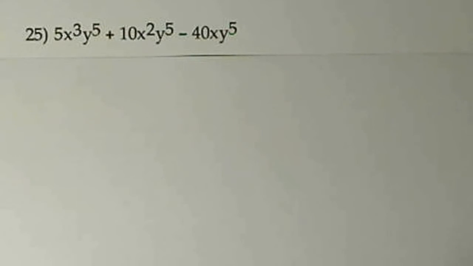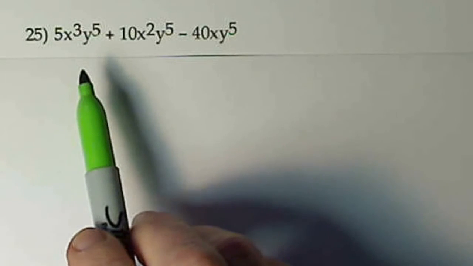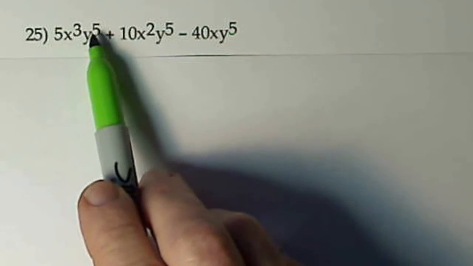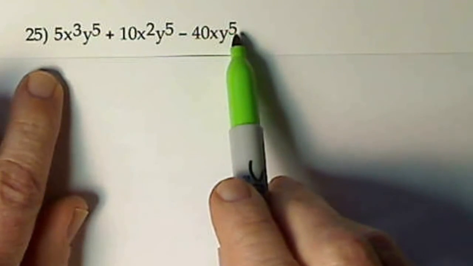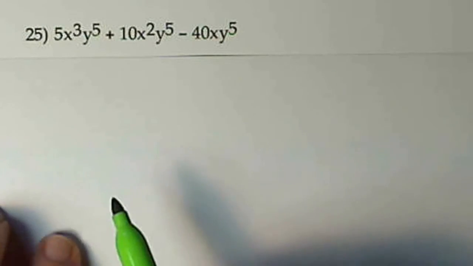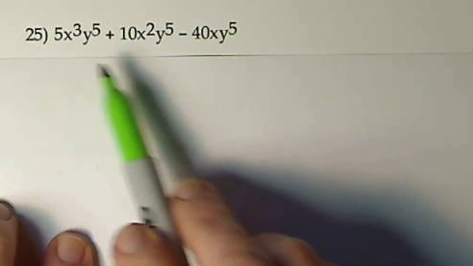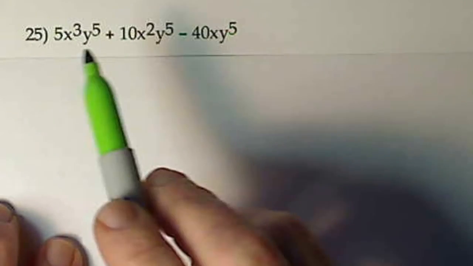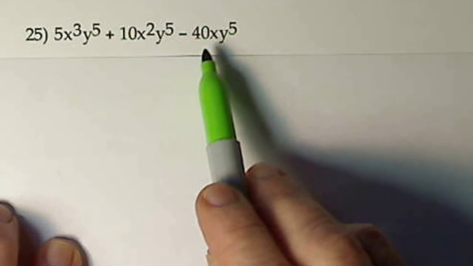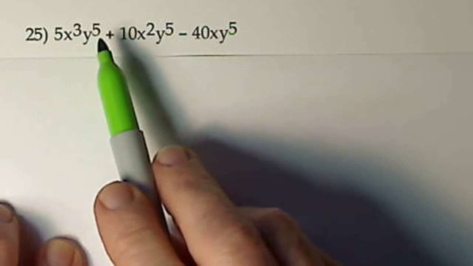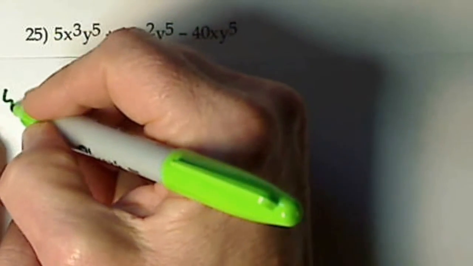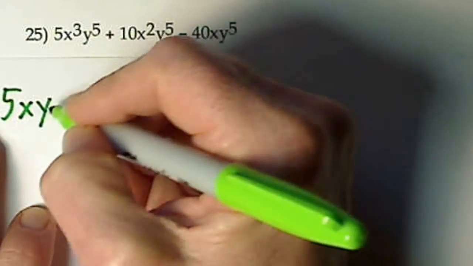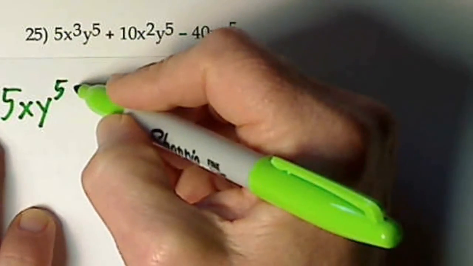Okay, these terms are arranged in descending order. To find the power of the term, you add the exponents of the term. So 3 and 5 would be 8, 7, 6. So you have the highest power first. And then number 1 on our list is GCF. Is there a GCF? Yes. I can get a 5 out of each term. I can get x to the first power out of each term. And I can get y to the 5th out of each term. So I can factor out a 5x y to the 5th from each term.